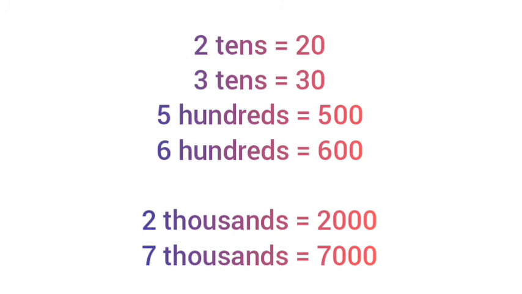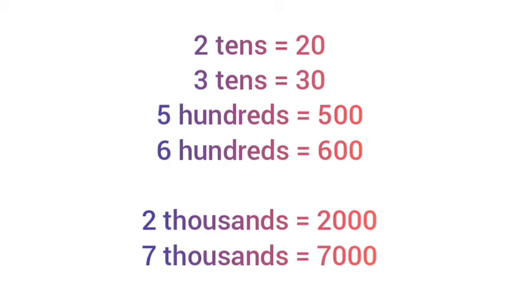Now, when you see 2 tens, 2 tens is equal to 20. If you have 10, 2 times, it's the same as 20. 3 tens is 30. 5 hundreds, if you have 100, 5 times, it's equal to 500. 6 hundreds, you have 600.